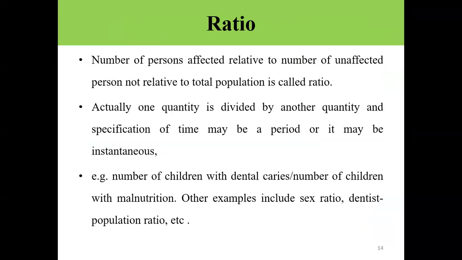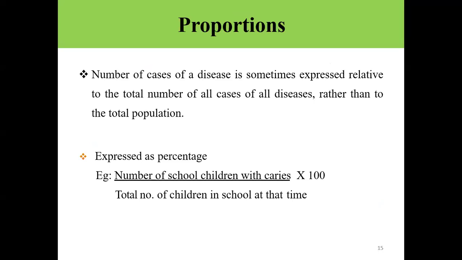Ratio: it is the number of persons affected relative to the number of unaffected persons, not relative to the total population. Example, number of children with dental caries divided by the number of children with malnutrition. Proportion: the number of cases of a disease is sometimes expressed relative to the total number of all cases of disease rather than to the population, which is expressed as percentage.